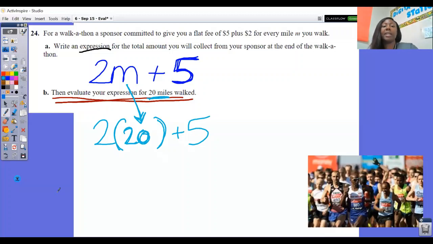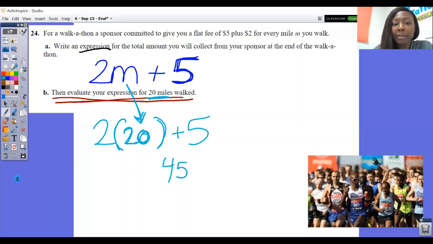Another word is substituting. If you pull up your calculator, you'll put 2 parentheses 20 plus 5, then press enter. Like I said, some people can do it in their heads. Some people need to use the calculator, but everybody should be double checking. And then we'll see what that would be. That would be 45.